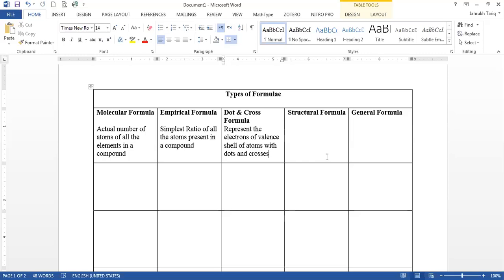Very good. Arrangement of the atoms as well as what? There is one more thing. Atoms and their bonds in a molecule of a compound. All right, that would be a much better explanation.